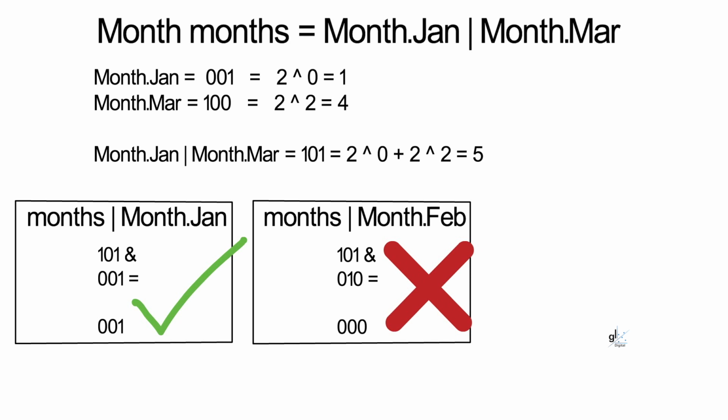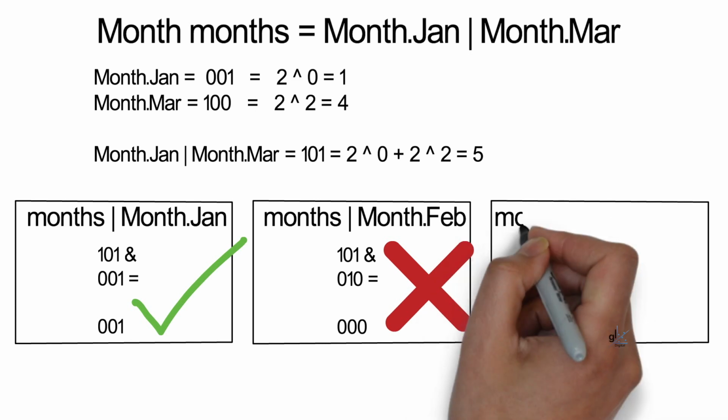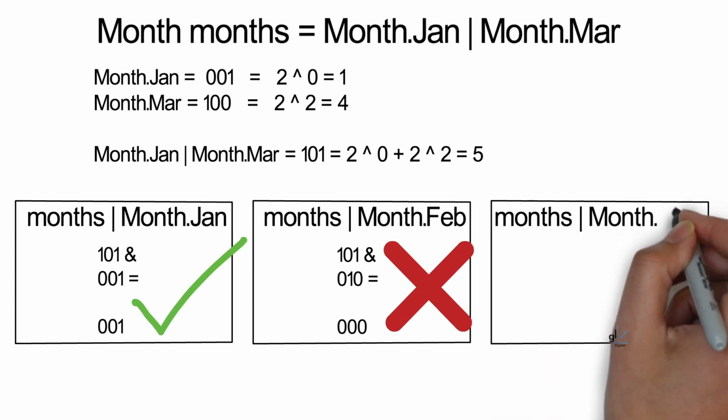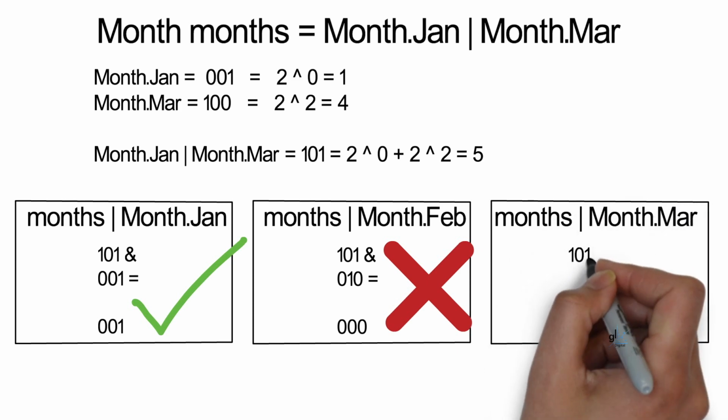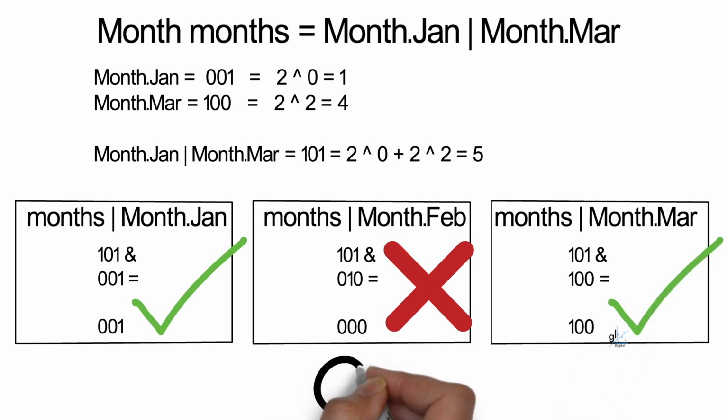So for the third iteration testing the month of March, March is represented by an integer value of 4, which represented in binary read from right to left is 001. 001 and 101, so 1 and 0 equals 0, 0 and 0 equals 0, 1 and 1 equals 1. So the final result is 001 in binary, which is an integer value of 4. This value is of course greater than 0, which means we can include the month of March in our report. And this process repeats until we have traversed all the enumerator list items in our month enum.